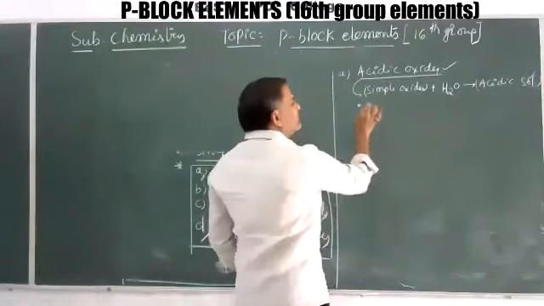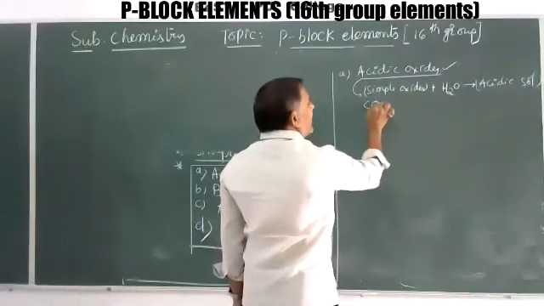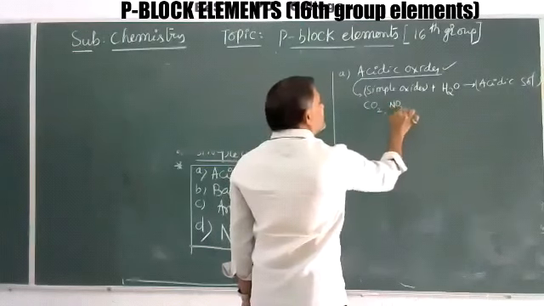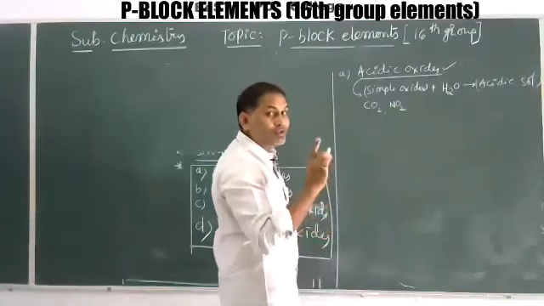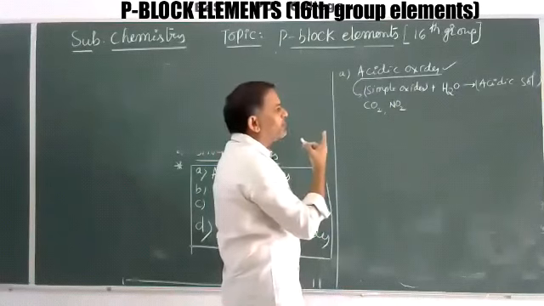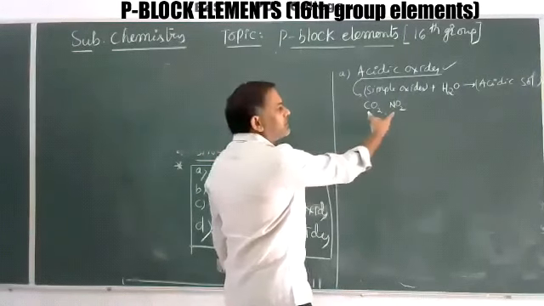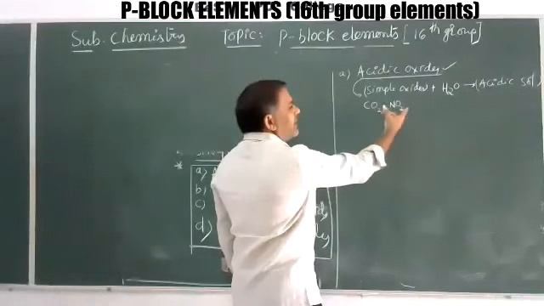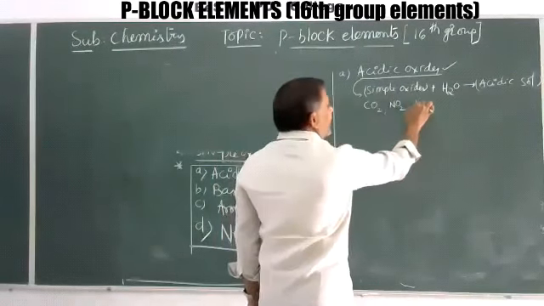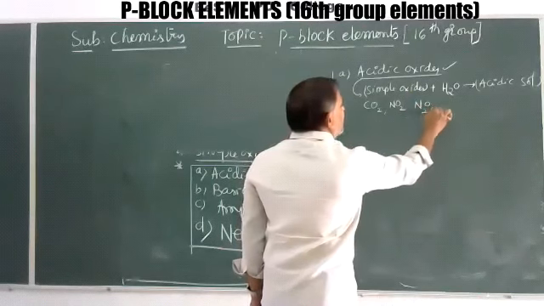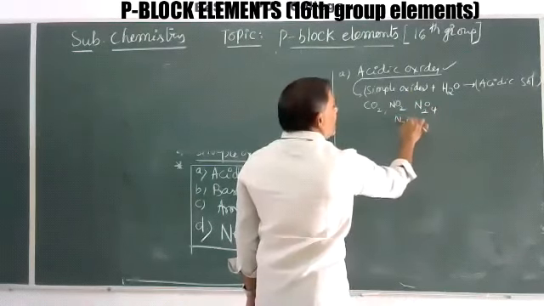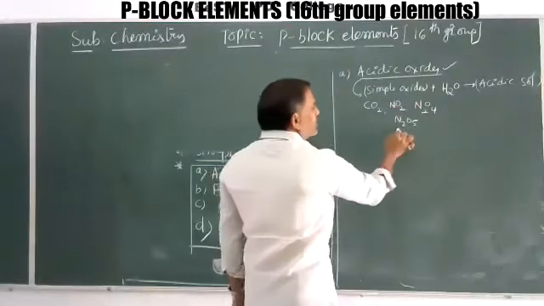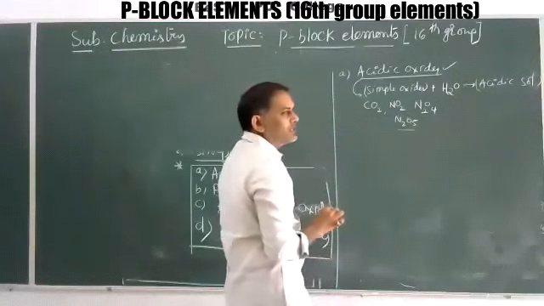Simple examples of acidic oxides are carbon dioxide and nitrogen dioxide, NO2. In the 15th group elements, I gave you the oxides of nitrogen, six or seven important oxides: dinitrogen oxide, nitric oxide, nitrogen dioxide, nitrogen tetroxide, and nitrogen pentoxide. Among them, the highest acidic compound in the oxides of nitrogen is given as acidic.